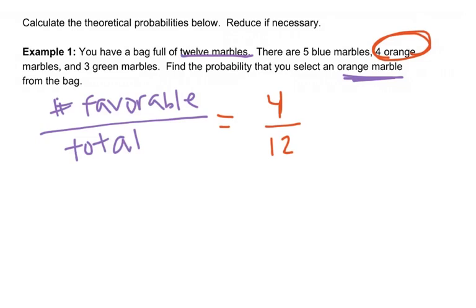Now you always want to make sure that you reduce your fractions. So how we do this is, can we divide 4 and 12 by the same number? And yes, we can. We can divide both of them by 4. So here we go. Perfect. And 4 divided by 4 is 1. 12 divided by 4 is 3. So our final answer is 1 over 3.